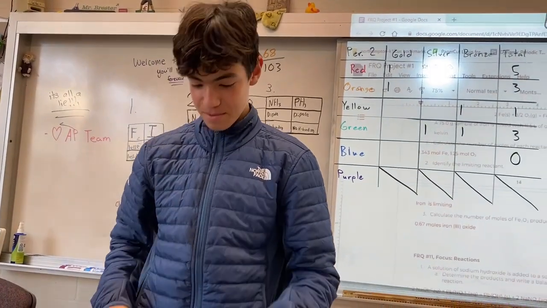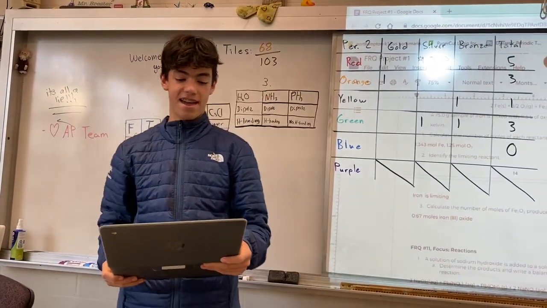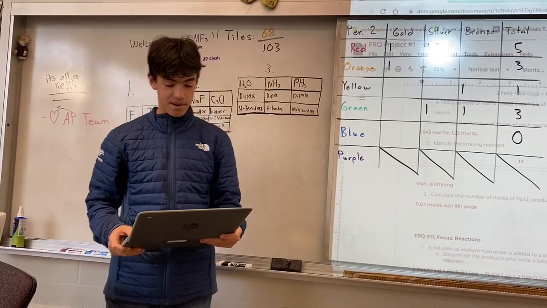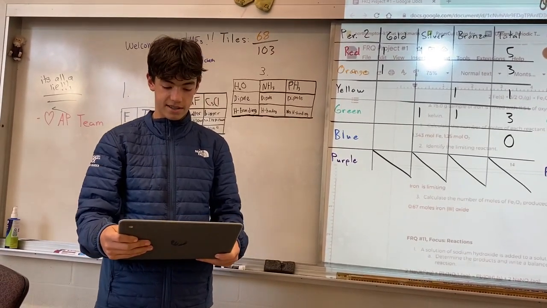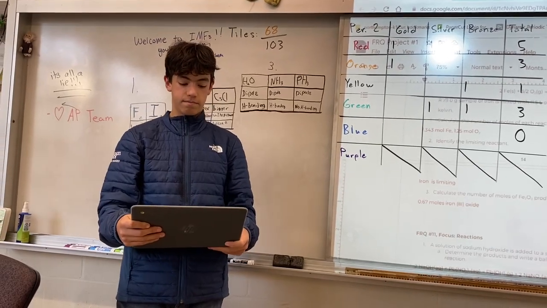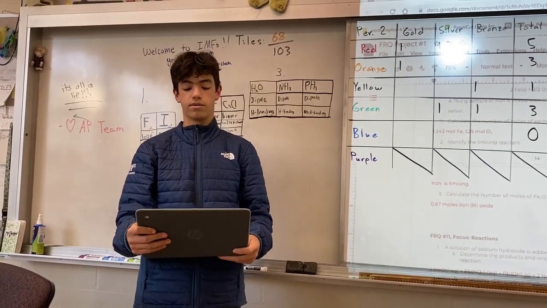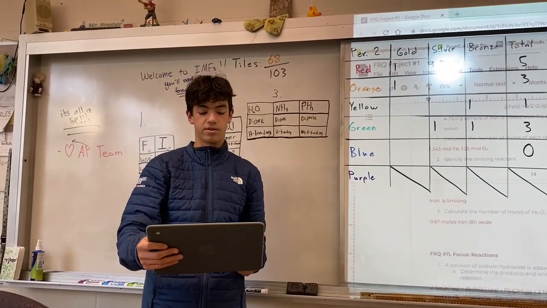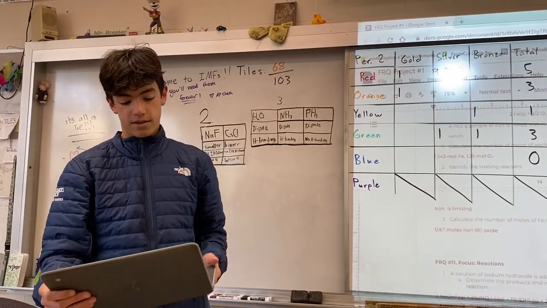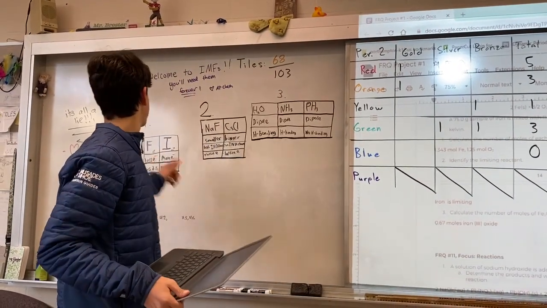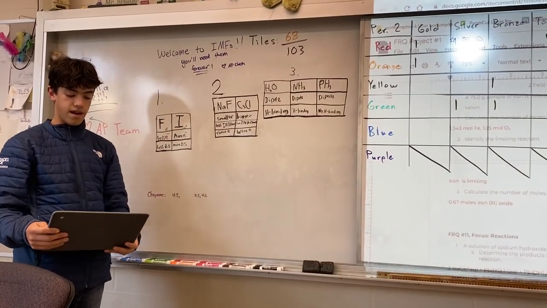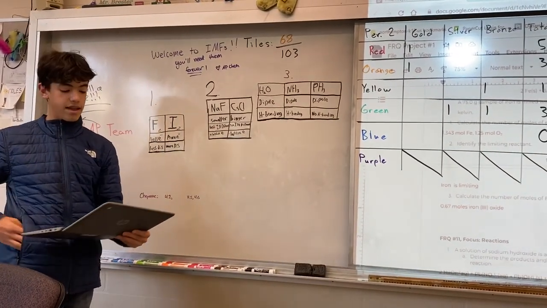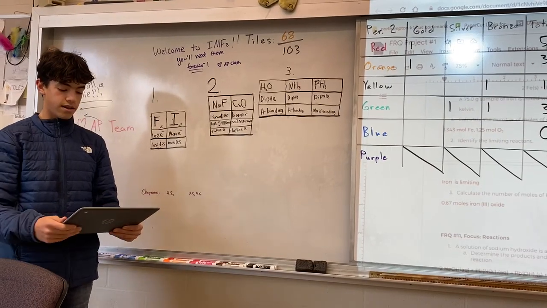I'm going to be doing FRQ number 9 today. The question is, describe the reasoning behind each of the following observations. In each part, your response must include specific information about both substances. So the first one, 1A, is at 25 degrees Celsius and 1 atmospheric pressure.